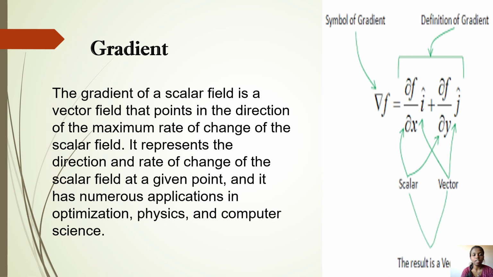Gradient. The gradient of a scalar field is a vector field that points in the direction of maximum rate of change of the scalar field. It represents the direction and rate of change of the scalar field at a given point, and it has numerous applications in optimization, physics, and computer science.